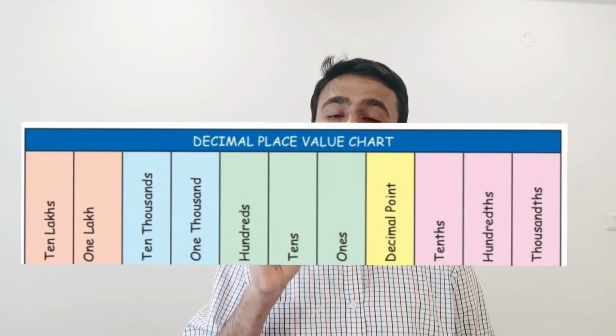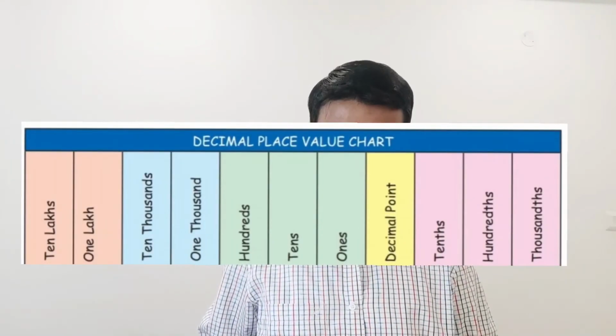Now, what is the place value of a whole number? We know the place value of a whole number. We've learned it in our previous grades. We have ones, tens, hundreds, thousands and so on. But if you look at the place value of a decimal number, it's going to be a little different. Have a look at this place value chart.